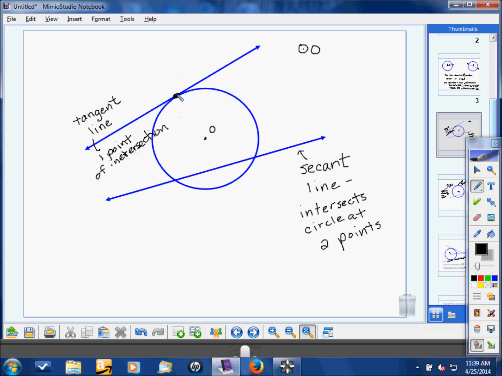Now this point has a special name also. That 1 point where the line touches the circle just one time is called the point of tangency. That's why we have a whole lesson on vocabulary. Because a lot of these things, like radius and diameter, you're very used to, but some of them not so much. So it's not a matter of it being difficult, it's a matter of learning the words.